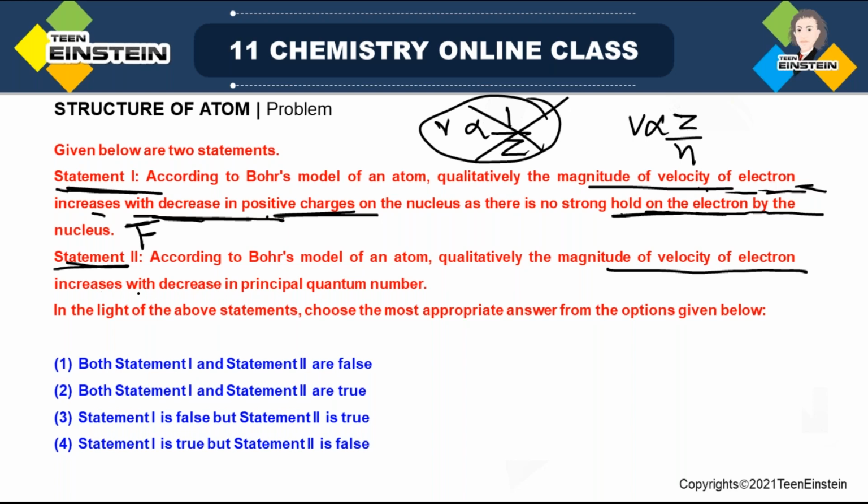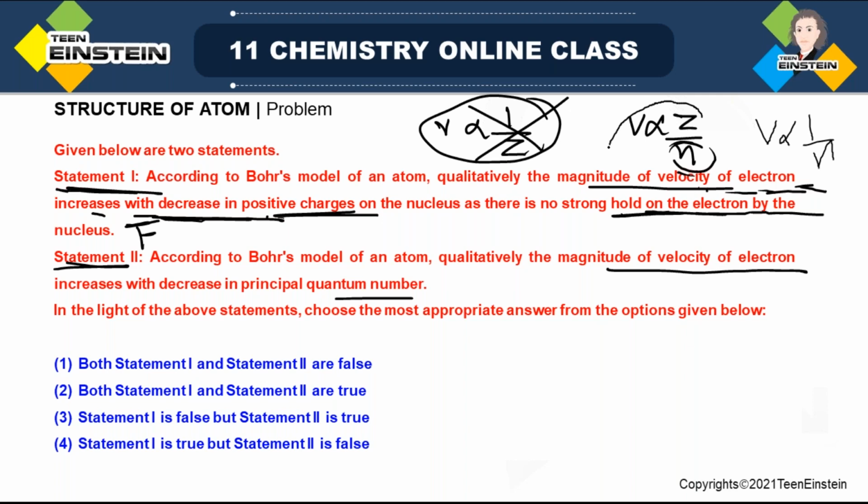It is increasing, decrease in principal quantum number. So principal quantum number is this one. And here from this relationship, you can understand that V is inversely proportional to principal quantum number. So when there is increase in velocity, there should be decrease in principal quantum number. So this second statement is basically correct. So to solve this problem, you just have to remember this relationship.